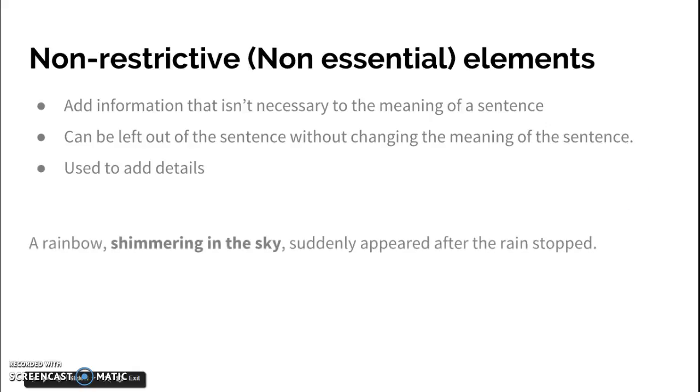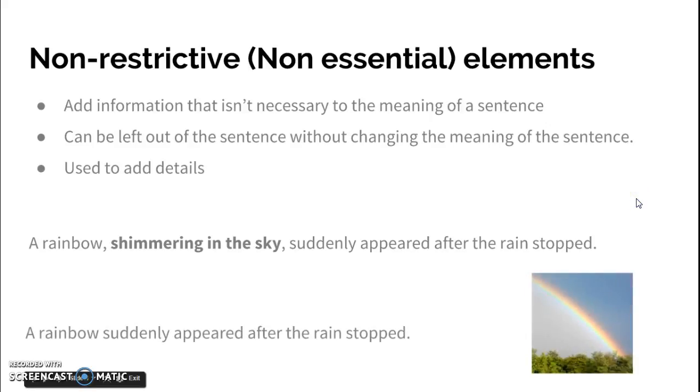So here's an example sentence. A rainbow, shimmering in the sky, suddenly appeared after the rain stopped. Shimmering in the sky, the bolded phrase right there, is our non-restrictive element because it can be taken out of the sentence and the sentence still makes sense. So we could still say, a rainbow suddenly appeared after the rain stopped. You see in the bottom sentence, our non-restrictive element is taken out and the sentence still makes sense, but it adds details into our sentence to make it more descriptive.